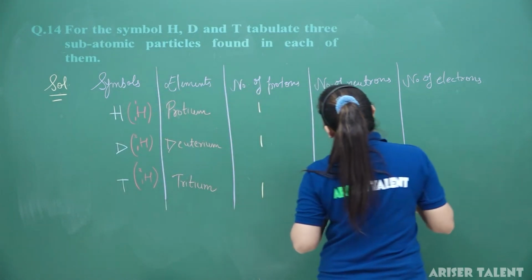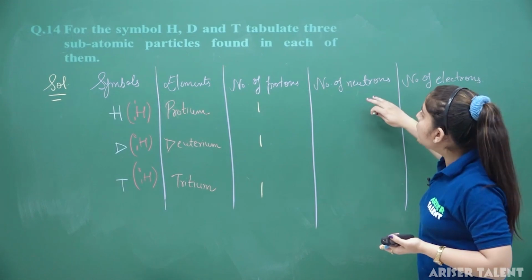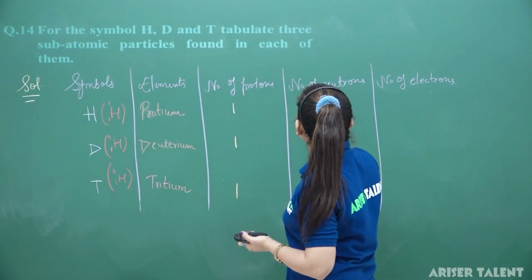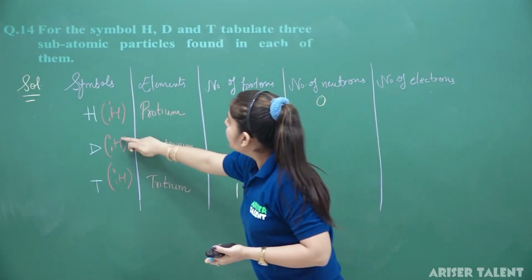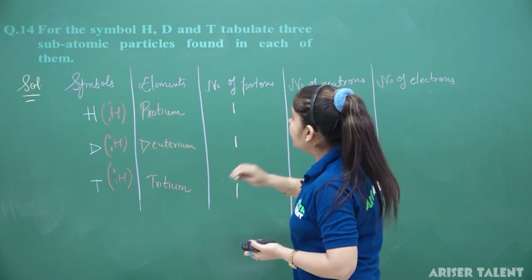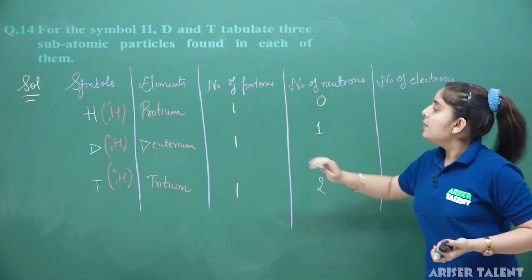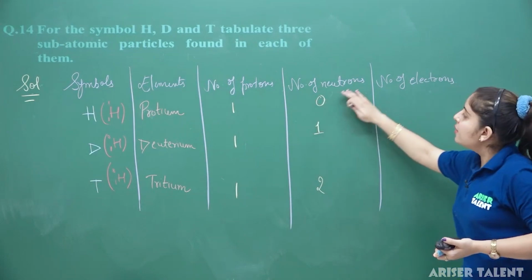Now we want to calculate the number of neutrons. Number of neutrons will be the difference of both these. So 1 minus 1, what we will get here? We will get 0. 2 minus 1, we will get 1. And 3 minus 1, we will get 2. So these are the number of protons and these are the number of neutrons.